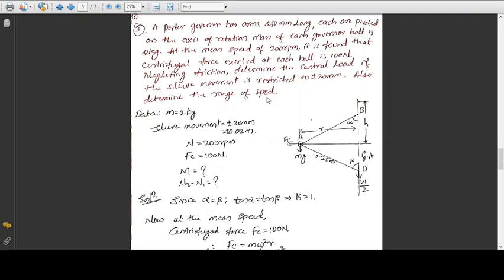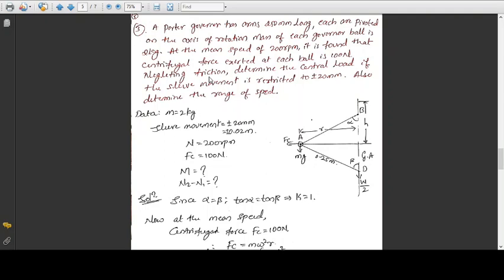And one more thing you can observe here: in the statement he has said to neglect the friction. In the previous two problems nowhere he has given any data related to the friction. So sometimes in the question statement itself he will ask you to neglect the friction. Sometimes he may skip, like in the previous two problems. That time also you have to assume that the friction is 0. Okay, so here also we are neglecting the friction.